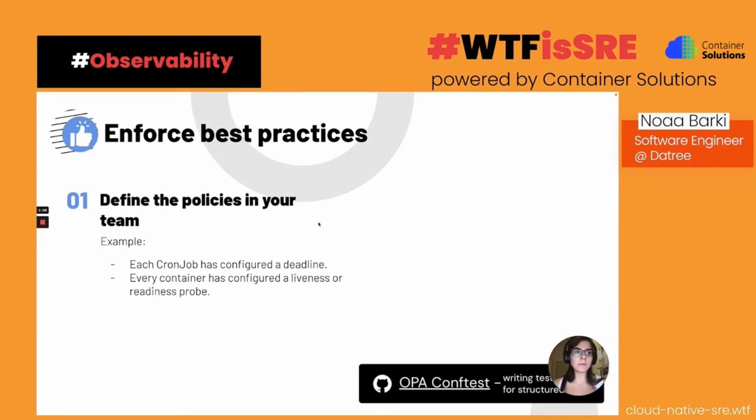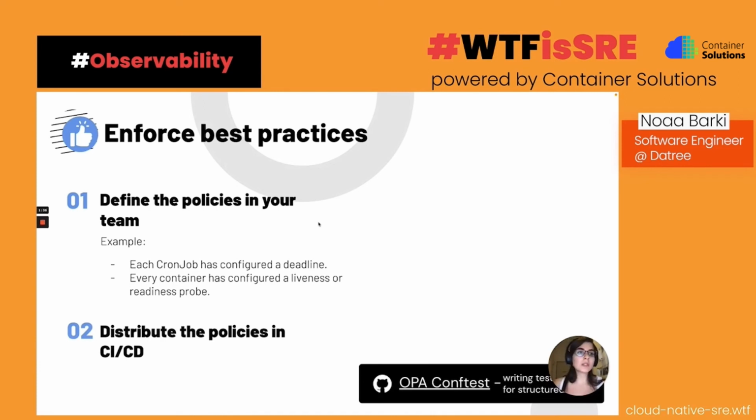It can be checking that every cron job has a configured deadline. It can be making sure that every container has a configured liveness or readiness probe. It can be making sure that you use a private registry, as I said before. It can be whatever you want. But once you have a set of policies that you want to enforce, the real question is, how will you distribute those policies in your CI/CD pipelines?